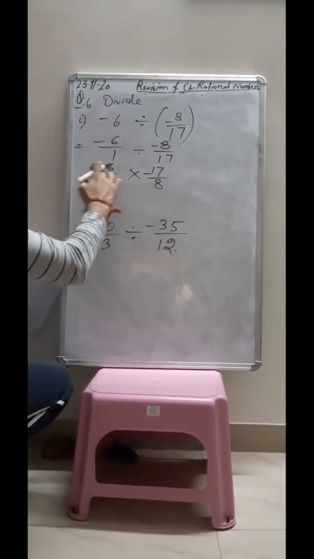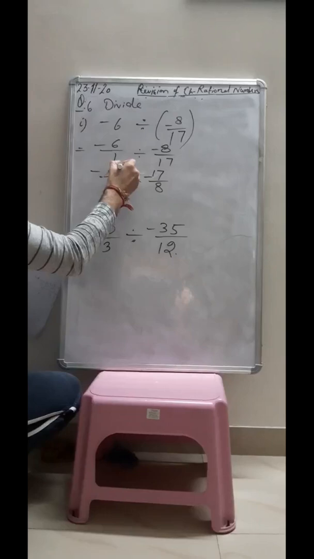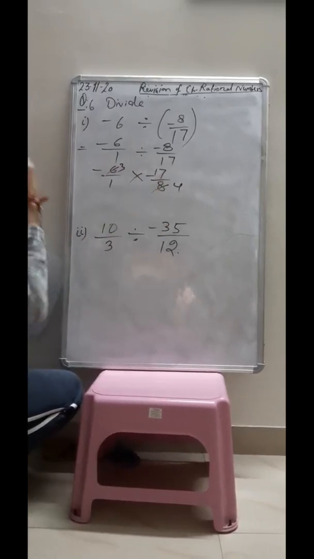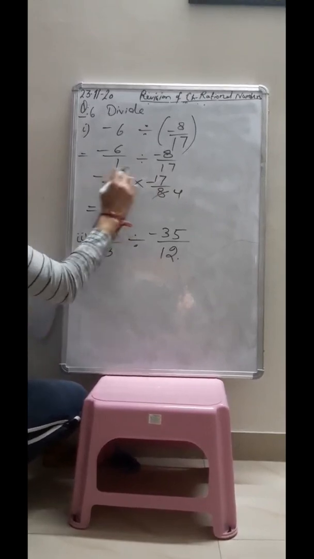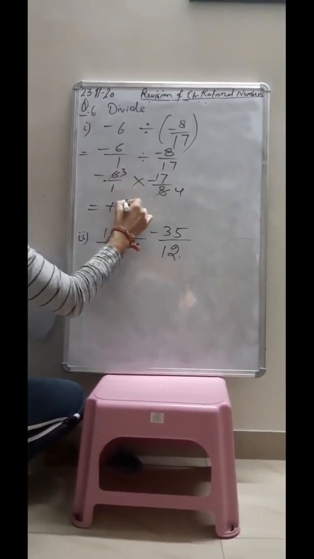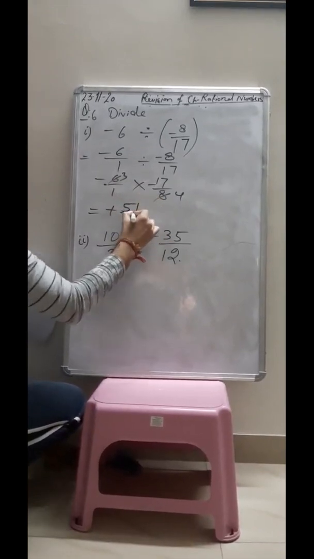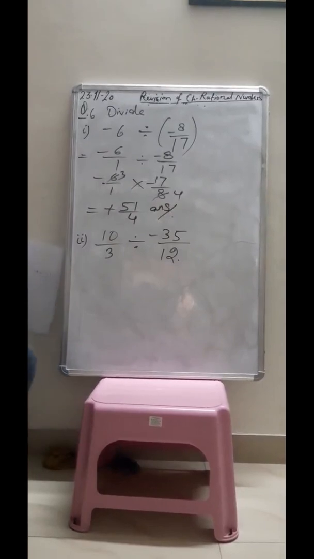Here, can we do any cross cancellation? Yes, 8 and 6. 2 threes are 6, 2 fours are 8. Now we can't cancel anything. So minus into minus is plus, 3 into 17 gives you 51 upon 4, and 51 upon 4 is your answer.